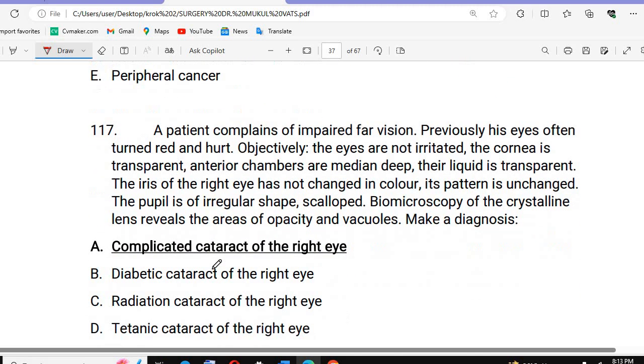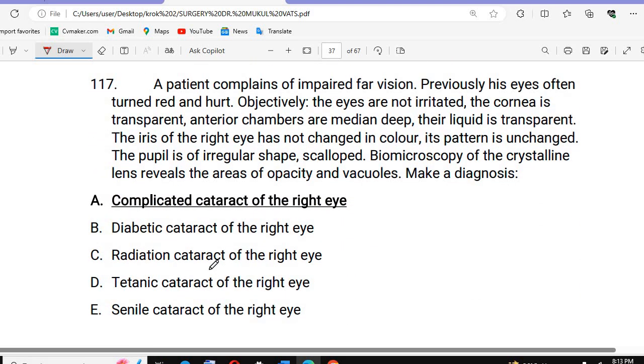The next question, 117. We will have a patient complaining about impaired far vision. Cataract, did we study about cataract?